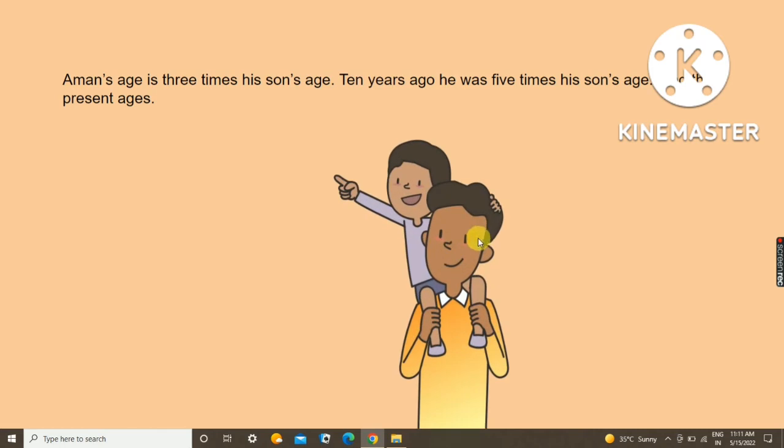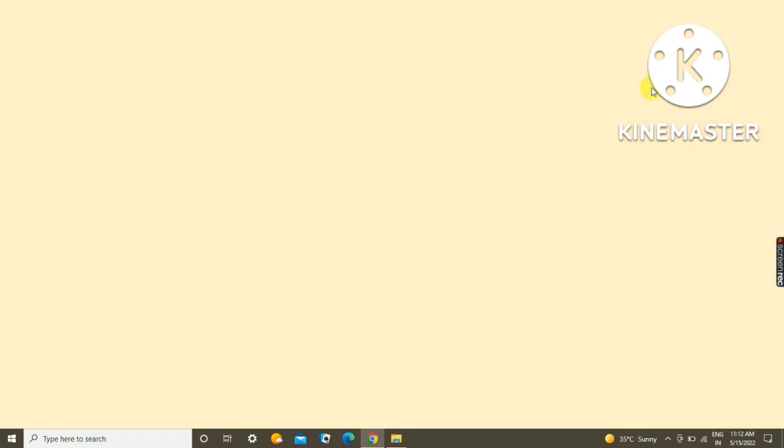So now let us suppose that this is Aman and this is Aman's son. Now we can suppose that Aman's son's age is x years. But Aman's age is 3 times his son's age. So what would be Aman's age? It would be equal to 3x years. Now our statement says that 10 years ago he was 5 times his son's age.